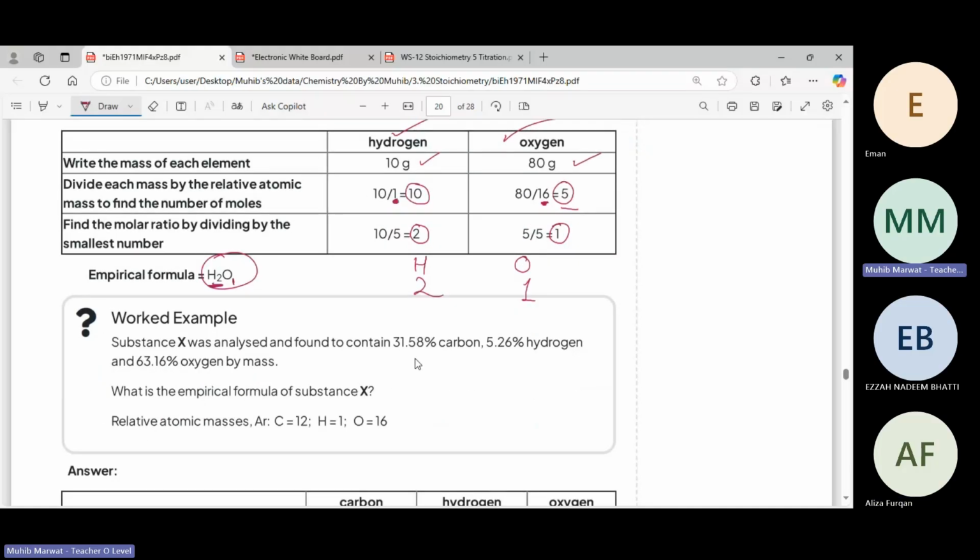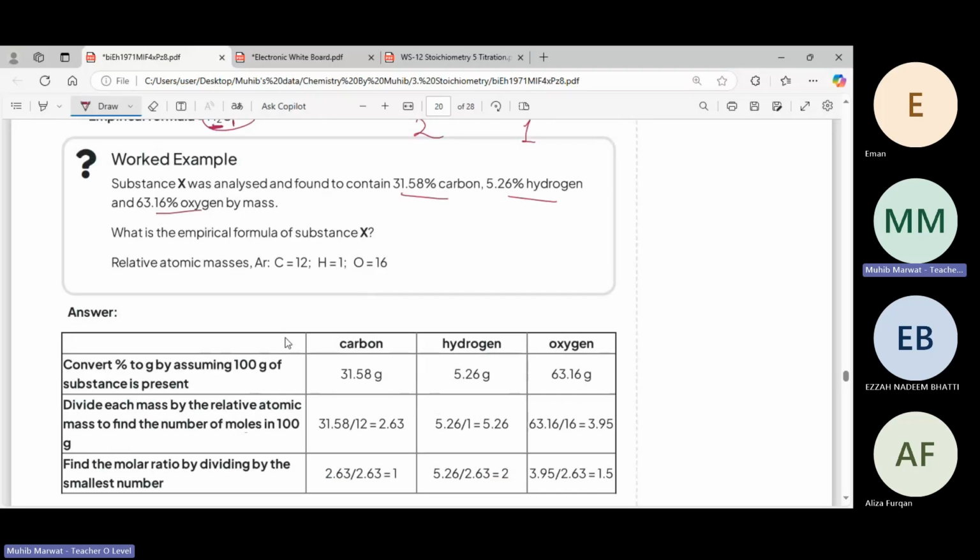Again, if you have been given percentages of elements, percentage and mass are the same thing, right? How? Look here, please. Percentage means assuming 100 gram of substance. So we have 31.58 gram of carbon, 5.26 gram of hydrogen, right? And 63.16 grams of oxygen. We will be respectively dividing these by the relative atomic mass.